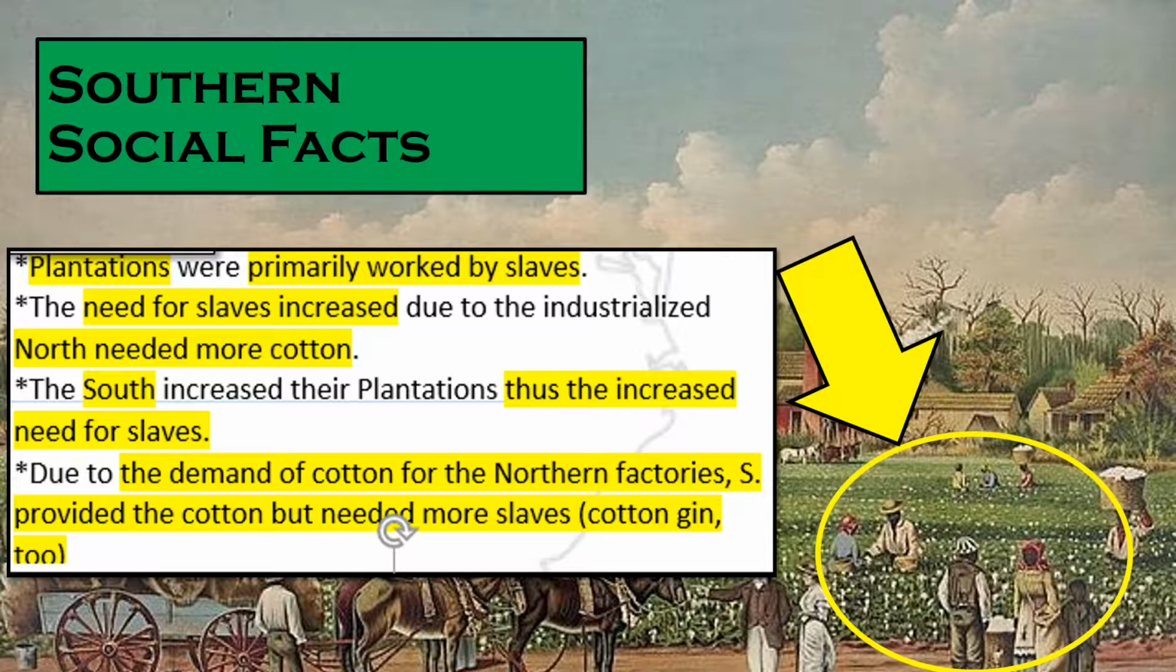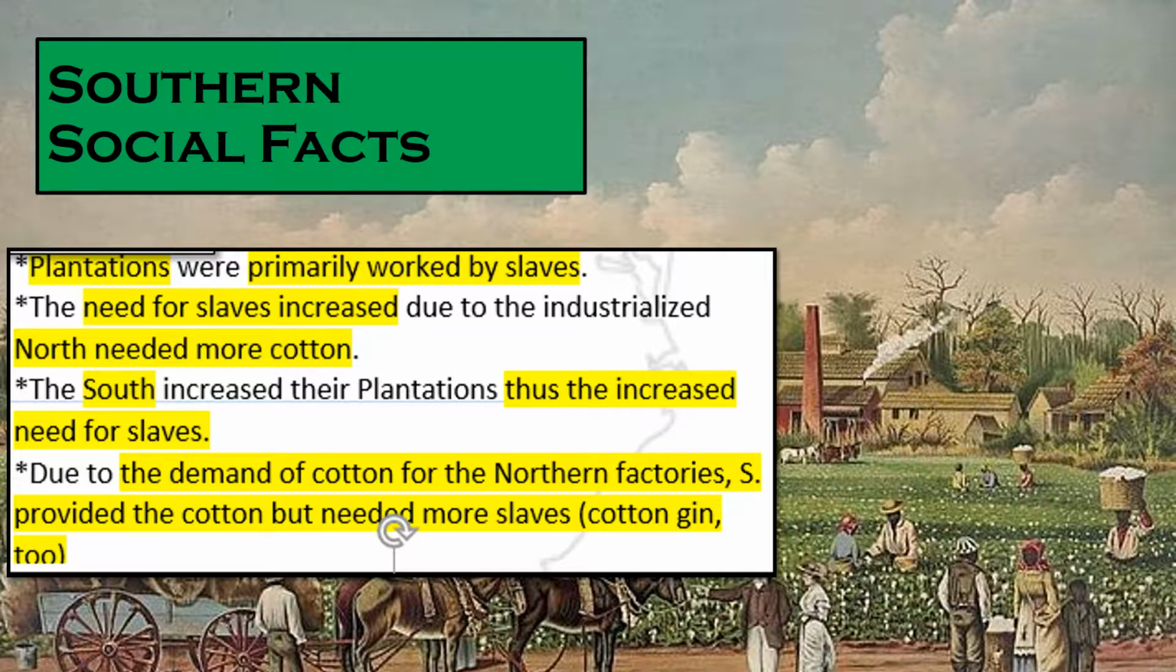The more money you make, the more land you can buy and the more cotton you can process. So the South increased their plantation because of the increase for slaves and that demand of cotton for the northern factories. The South provided the cotton, but like I just said, needed more slaves. And then we also have the cotton gin too.